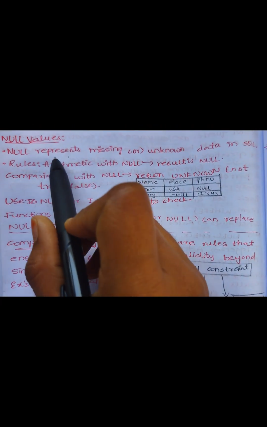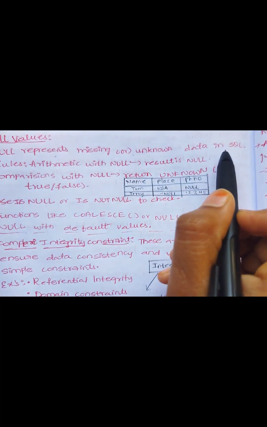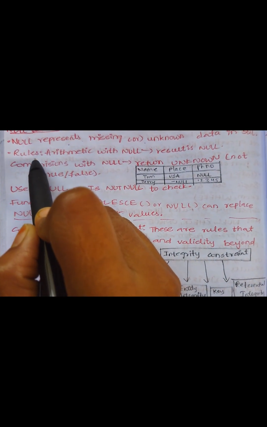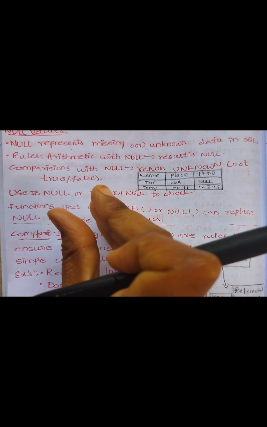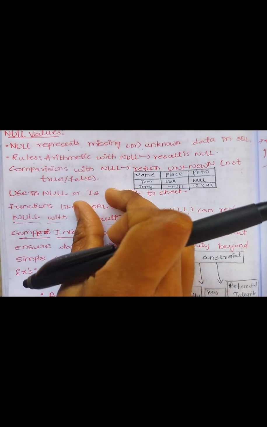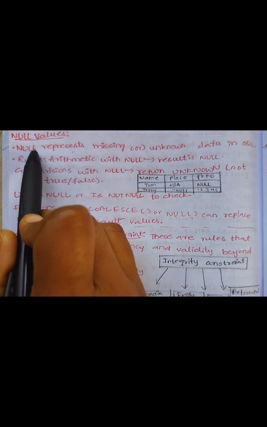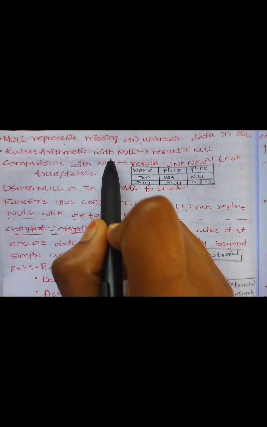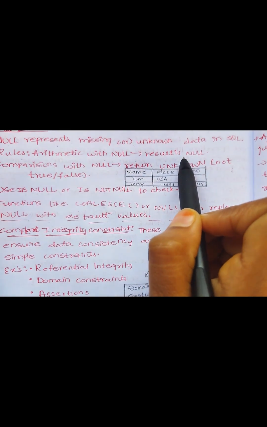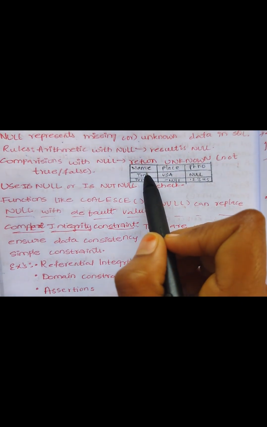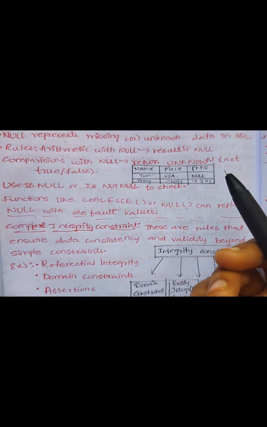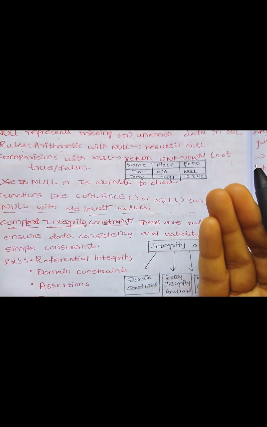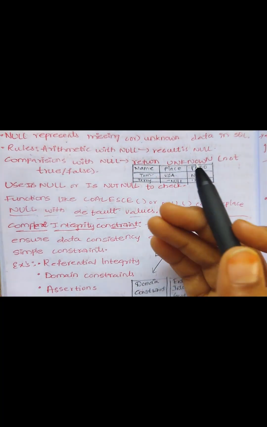Null values. Null represents missing or unknown data in SQL. In table format it is known as a null value. Null is nothing but no value, or not attempting a particular element in a table. Rules: arithmetic with null gives results like is null. Here the name is there, but if the person is absent, then we keep the attendance as absent. It is a null value. No value, not even zero value, is known as a null value.